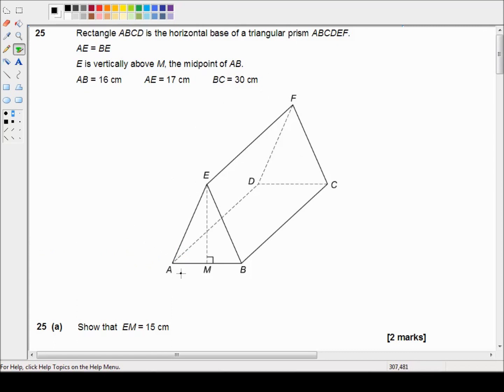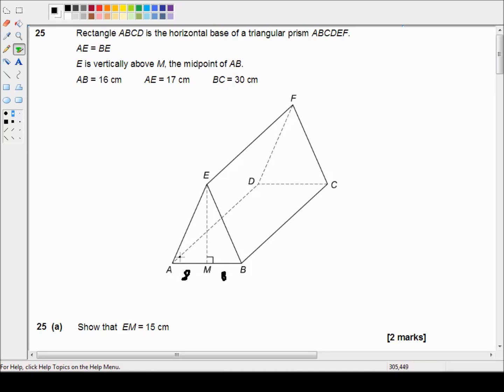Okay, so we're given that AB is equal to 16 centimetres, and we are told that M is the midpoint of AB, so AM plus MB equals 16 centimetres and AM is equal to MB. So AM and MB are both half of 16 centimetres. So AM is 8 centimetres and MB is 8 centimetres.